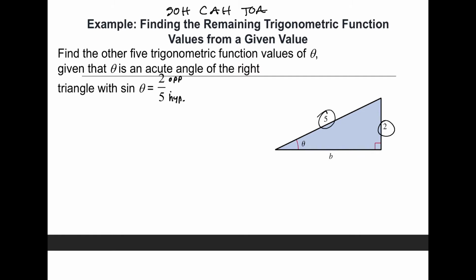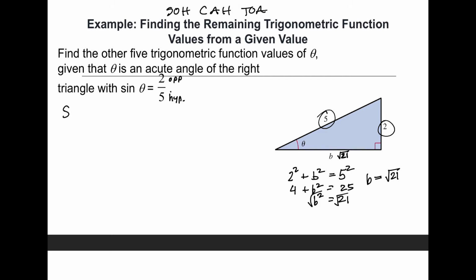That's enough information for me to go 2 squared plus b squared should be equal to 5 squared, 5 squared being the largest side. And so that's 4 plus b squared equals 25. So b squared equals 21. If we take the square root of both sides, we see that b is equal to the square root of 21. Always looking to maybe simplify that if we can, but there are no perfect squares that go into 21. 21 is 3 times 7, and that's about it. So we're going to use that, and now we can come up with all the other.